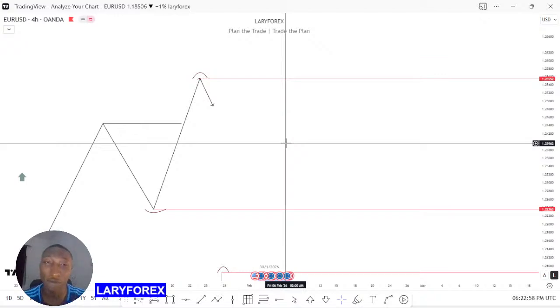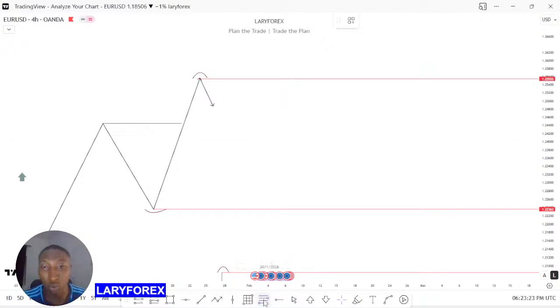The discount level, we will use our Fibonacci tool to identify the equilibrium of the price range. Okay. Once we have identified the equilibrium of the price range, below the 50% is our discount and above the 50% is our premium. All right. So below the 50% is our demand level and above the 50% is our supply level. Now we will use our Fibonacci tool. Okay. Now, how do we plot our Fibonacci tool?